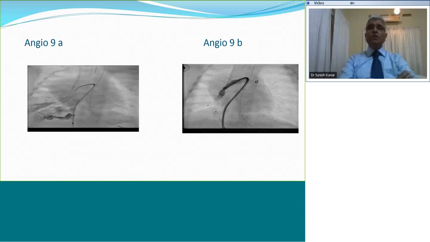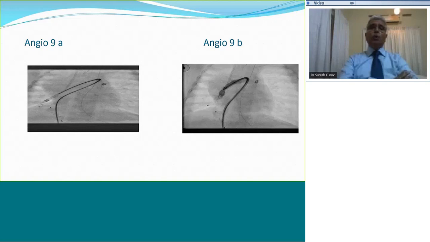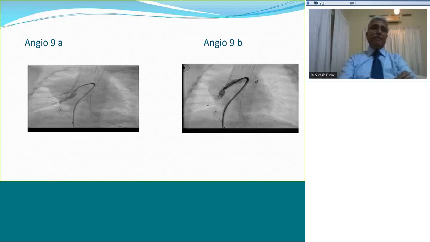Not a very common situation in a newborn. More often you would have seen the same procedure being done in an older child or maybe even in an adult. But this was a newborn. Angio 9A. Don't look at 9B. Look at 9A.